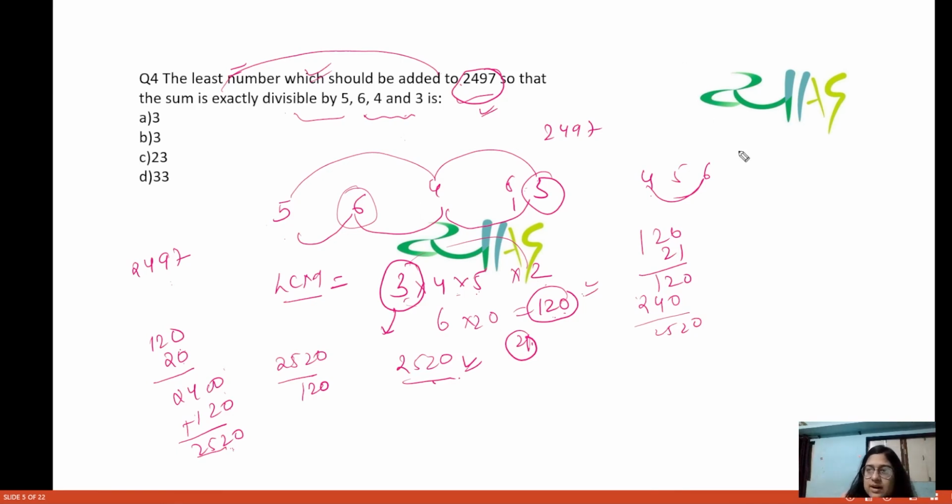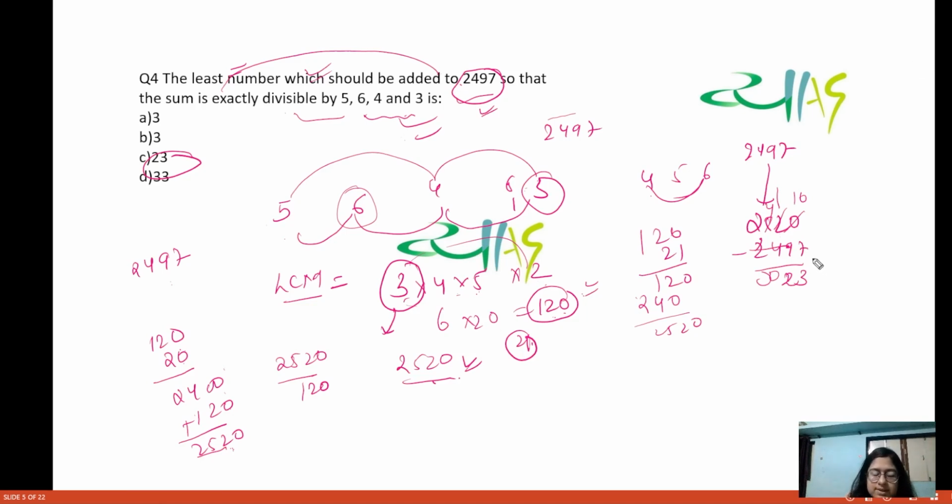Now to make 2497 into 2520, how much do you have to add? So you have to make this 2520. So just subtract 2497 here. So this becomes 10, this becomes 3, this becomes 1, this becomes 2, and this becomes 4, this becomes 0. So you have to just add 23 to this, so that you can get your number which should be added to 2497 to make it divisible by this.